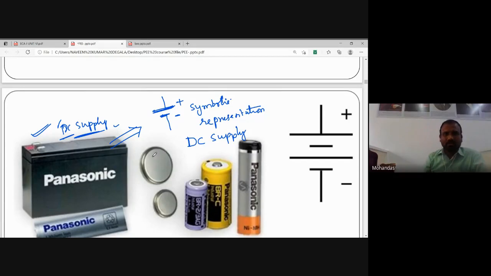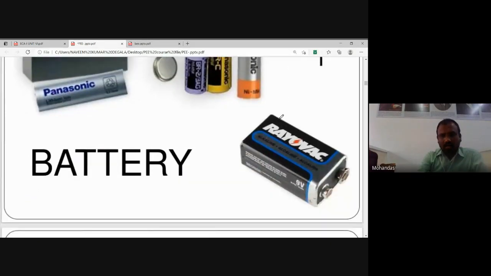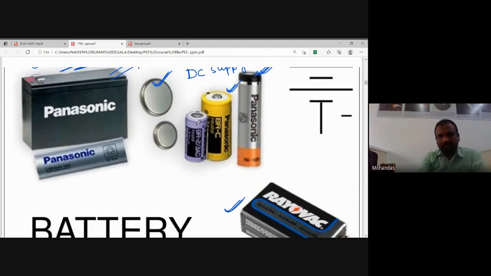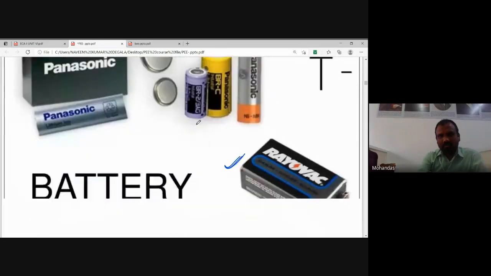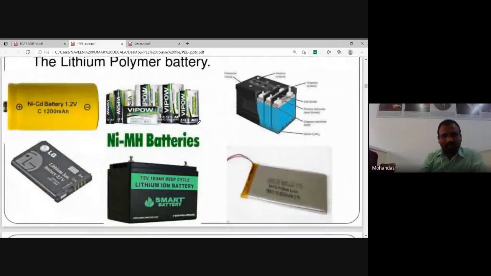We can see this type of battery in watches, and this type in alarm clocks. And you might have seen these batteries, which are sources of DC supply. And this is a lithium ion battery.